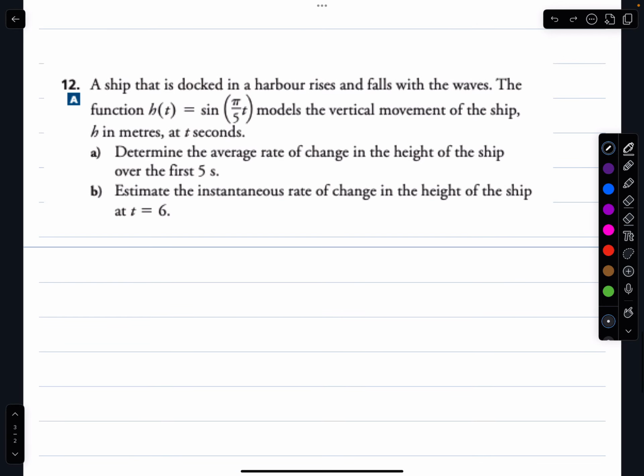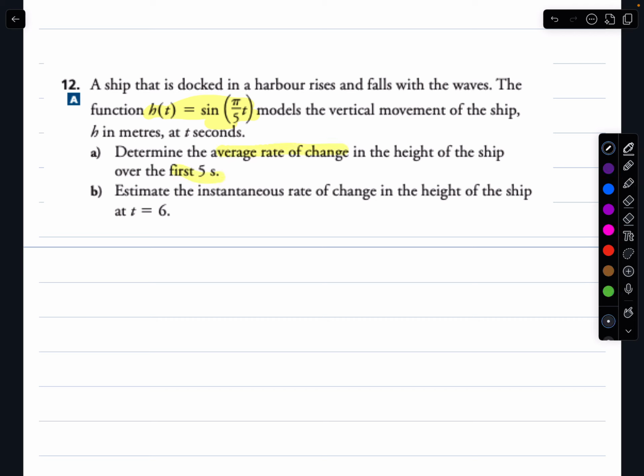So the next question is very much similar when it comes to average rate of change, but we're talking about word problems. So let's look at the first one. A ship that is docked in a harbor rises and falls with the waves. The function is this, and it models the vertical movement of the ship where h is in meters and t is in seconds. So here it says determine the average rate of change in the height of the ship over the first 5 seconds.